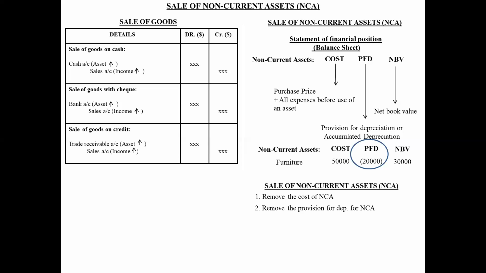Then the third, you have to record the sale proceeds for the NCA. So when you're selling these non-current assets, most probably you are going to receive cash, or you're going to receive a check, or you will receive cash in future, or maybe it's a part exchange. But in any case, you are going to receive some kind of sale proceeds. So that sale proceeds has to be recorded as well. And the fourth one is that you have to find profit or loss on sale of non-current assets. So these are the four steps which you have to follow when you sell a non-current asset. So in the next slide, we will see how we record these transactions and how we prepare the disposal account.